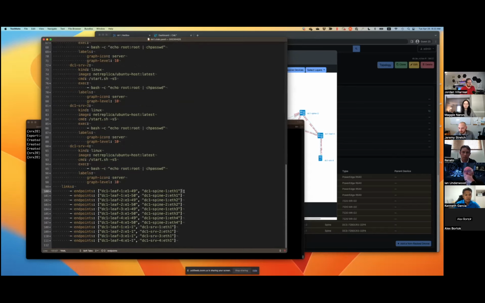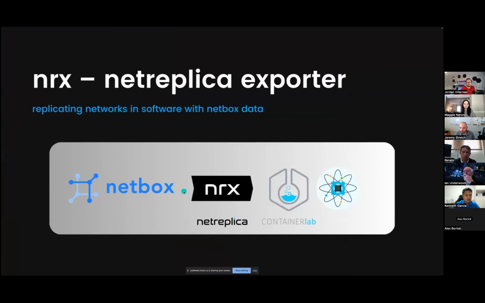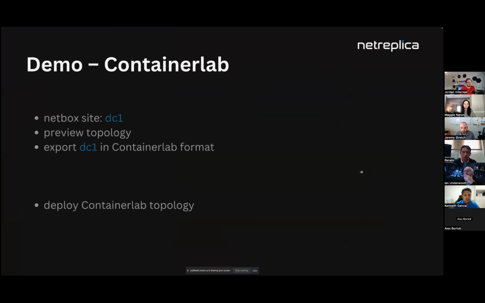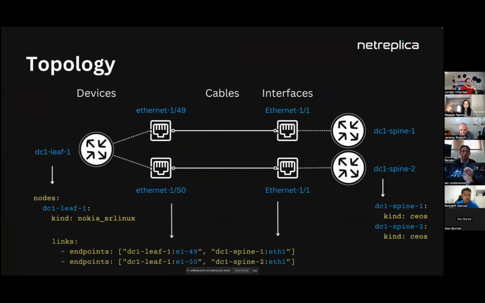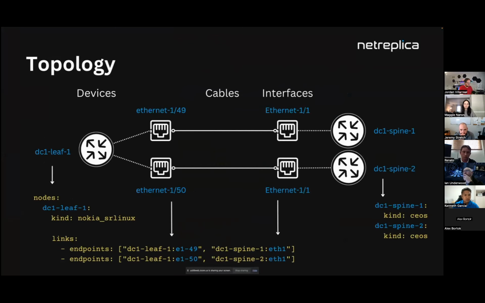So this file was generated by NRX, and let me walk you through what it takes to do that. This is just a short summary of the demo. First of all, we have topology information that we need from NetBox, which consists of devices. Devices have interfaces, and then interfaces are connected by cables. These are the three building blocks we need to extract from the NetBox database.